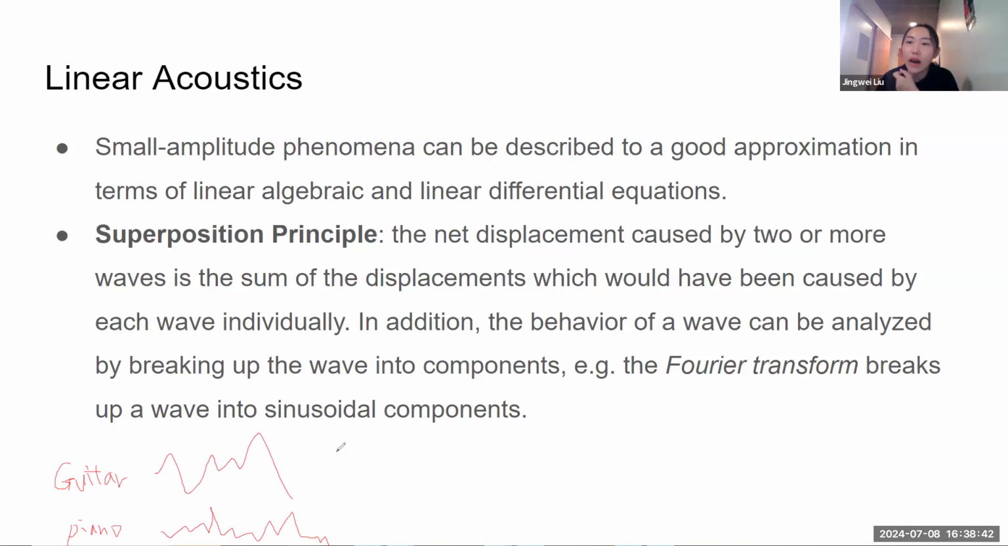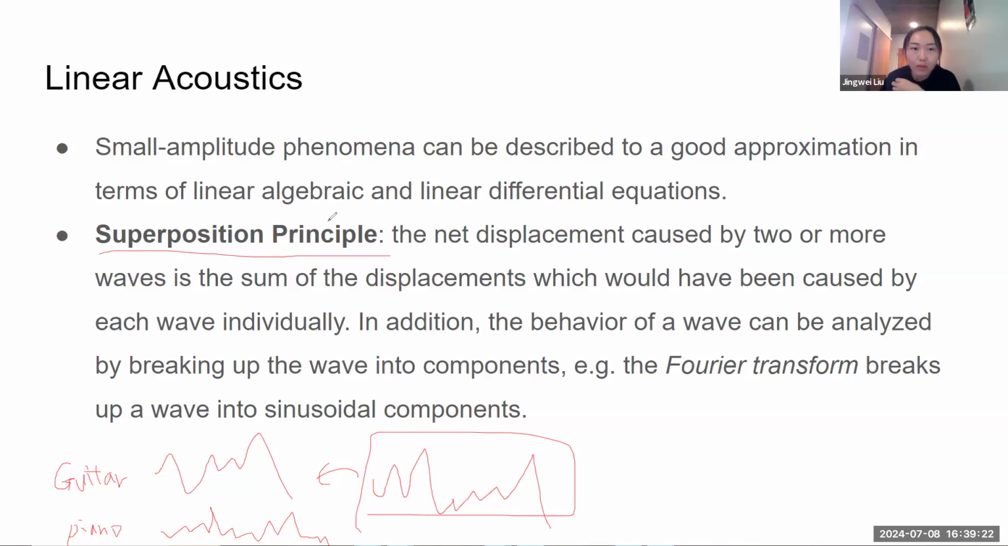But the problem is how they will mix. If we don't have this superposition principle, these two waves might interfere with each other. Therefore, when they meet each other in the air somewhere, it produces a new waveform like this. If they interfere with each other, then from this new waveform we won't be able to distinguish the guitar and the piano. Because they interfere with each other, we cannot tell what made this sound.